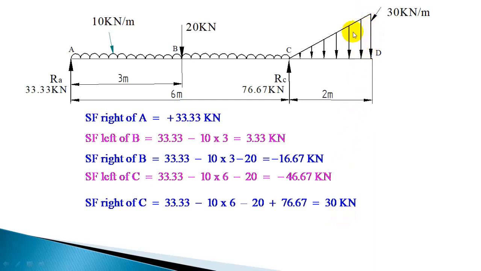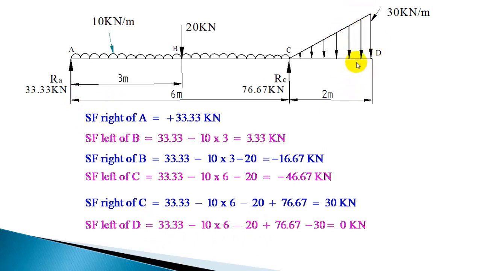Immediately left of D, this UVL is 30 kilonewton. The resultant load will be 30 kilonewton. So plus 30 minus 30 will get 0. So this summation, when you do it from the left side, all this summation is already there, minus this UVL, that will give 0. Shear force is 0.